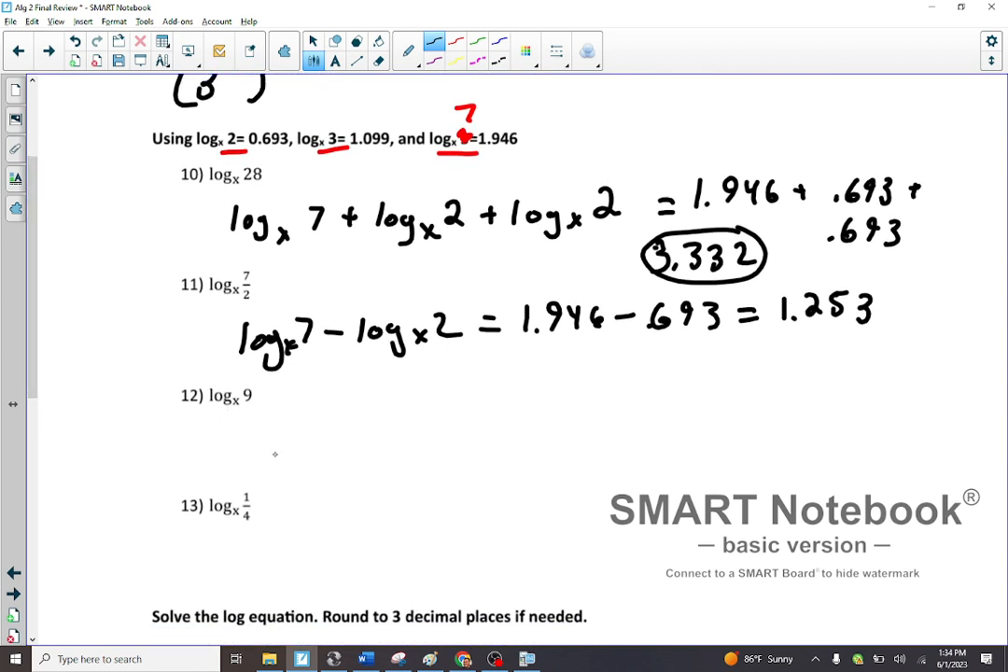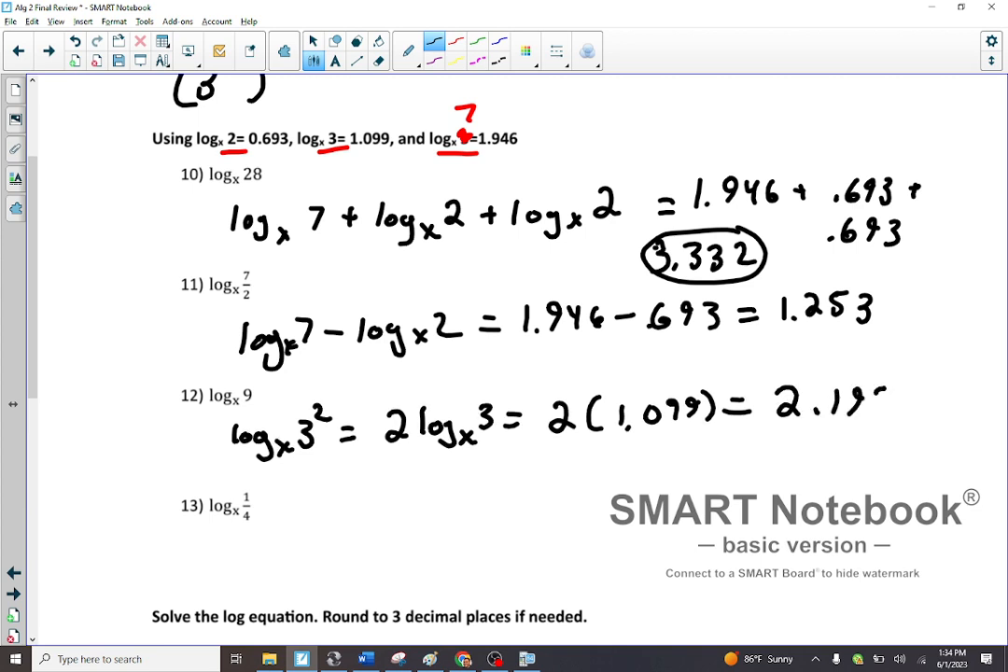All right, log 9. That's the same thing as log x of 3 squared. Or in other words, 2 times log x of 3. But I actually know what log x of 3 is. That's 1.099. 2 times 1.099 is 2.198.